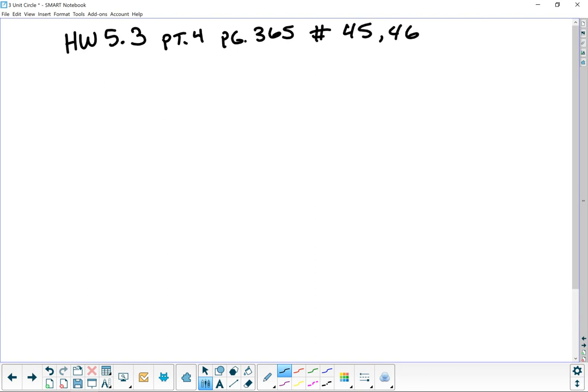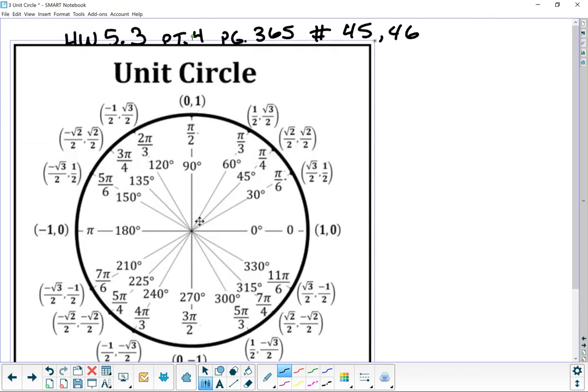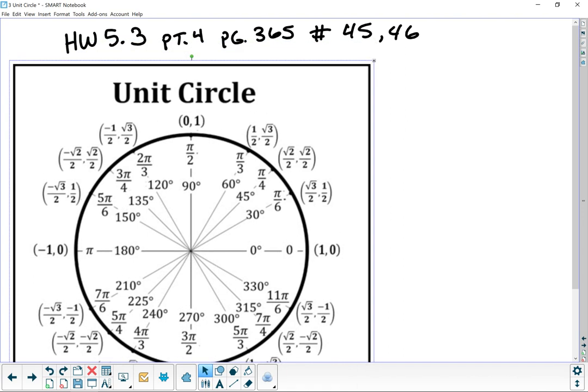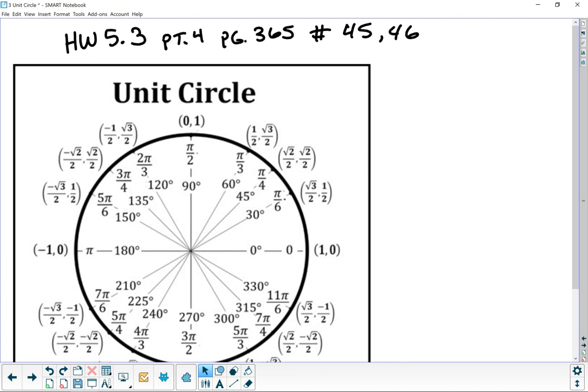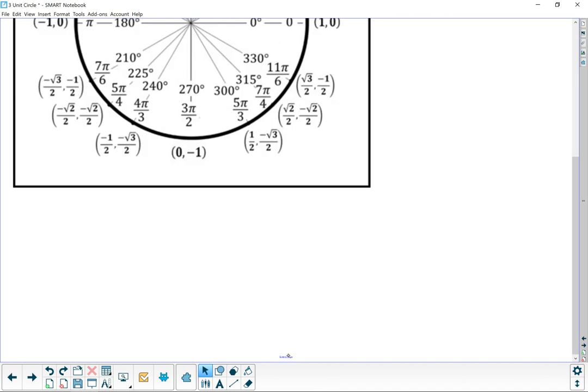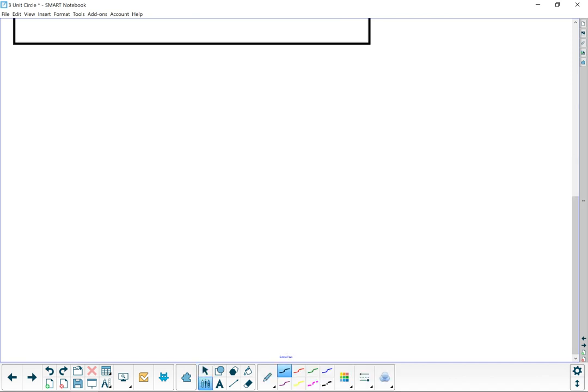All right, so I'm going to go ahead and put in a unit circle, and lock that in place. All right, so let's start with number 45. 45 is cosine of x over 2 equals radical 2 over 2.